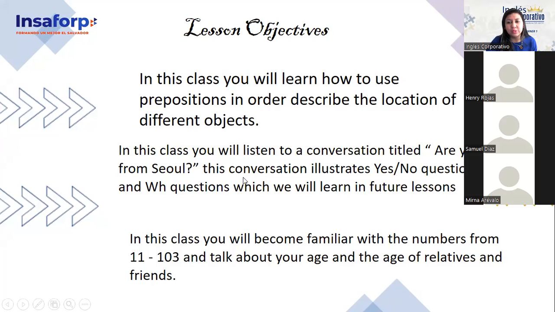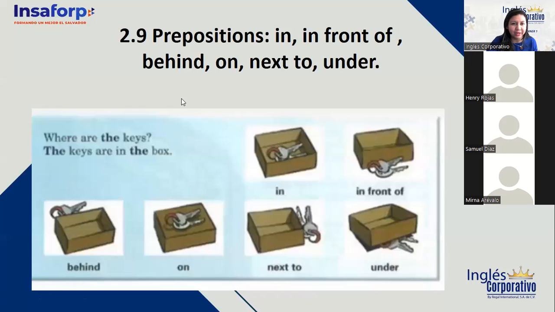So we have a lot of things to do today, so let's start. Let's start first with section 2.9, prepositions. We have the prepositions in front of, behind, on, next to, and under. We have these pictures about the keys and the box. So where are the keys? We say the keys are in the box. In this picture, you can see the keys are inside, in the box, right?